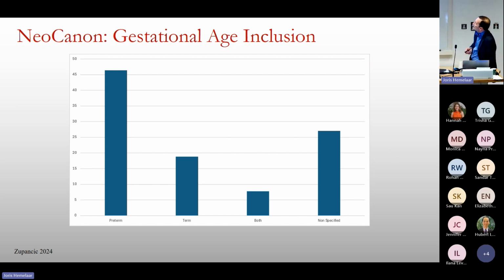How about gestational age inclusion? Well, most of our studies, about half, are in the preterm population. The thing I found interesting about this chart is that there's a large group of non-specified gestational ages. If a third of studies are not reporting a gestational age, that's probably a reporting failure. And the other thing is, think about term deliveries.